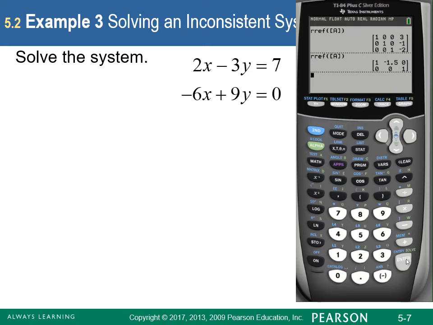Now look at the bottom row. Anytime we have a row that has all zeros except for the last number, then there's no solution. So again, we're through with the problem. We just say the answer is no solution.